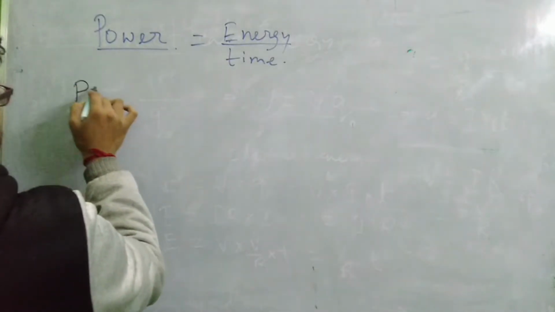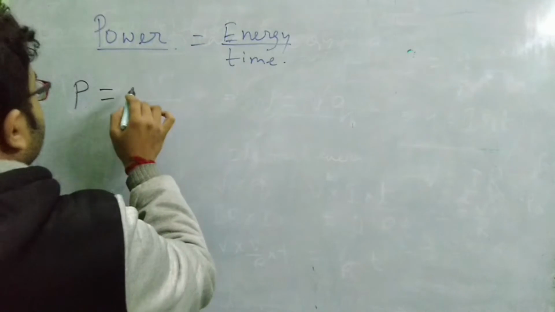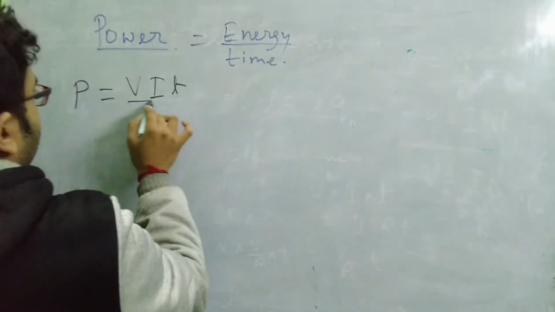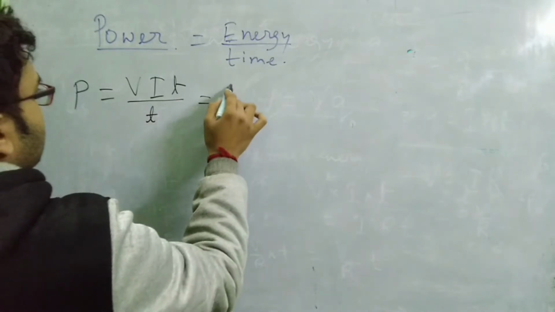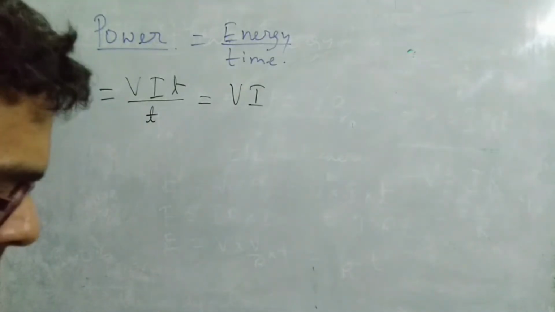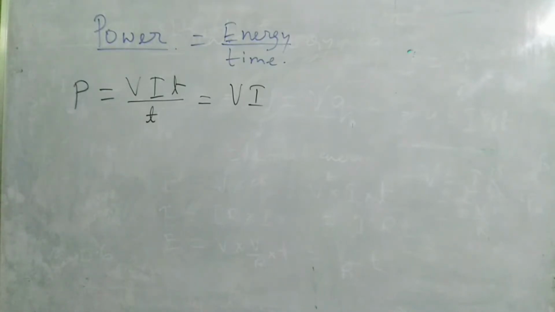So P is equal to, first equation that I will be getting. So first equation was V into I into T divided by the time T. You will get the electrical power as V into I. Okay, so this is the very first equation. Power is the product of the voltage, that is the potential difference, and current.